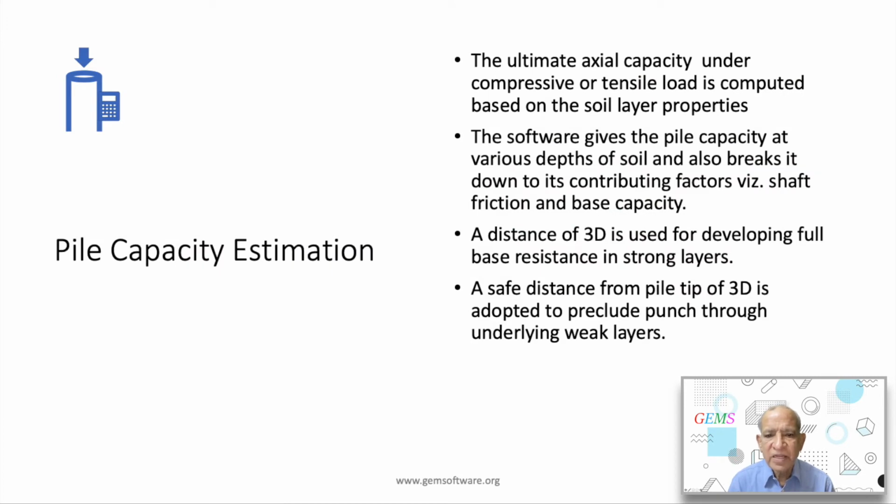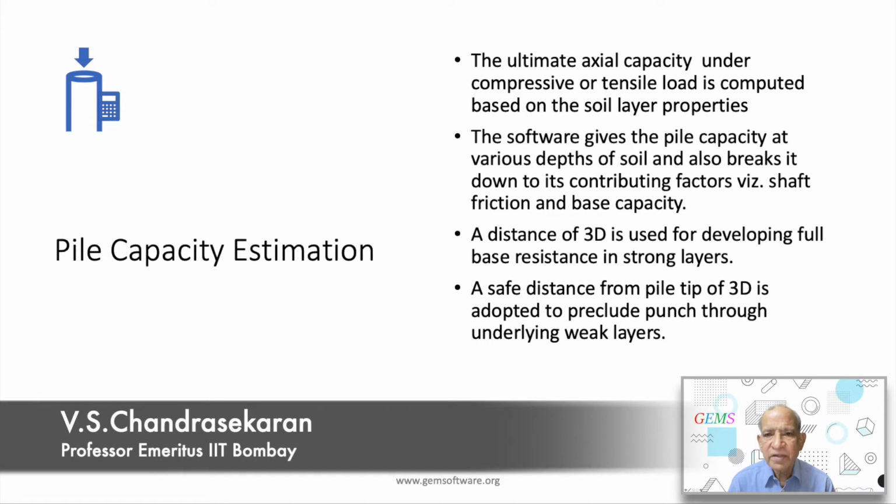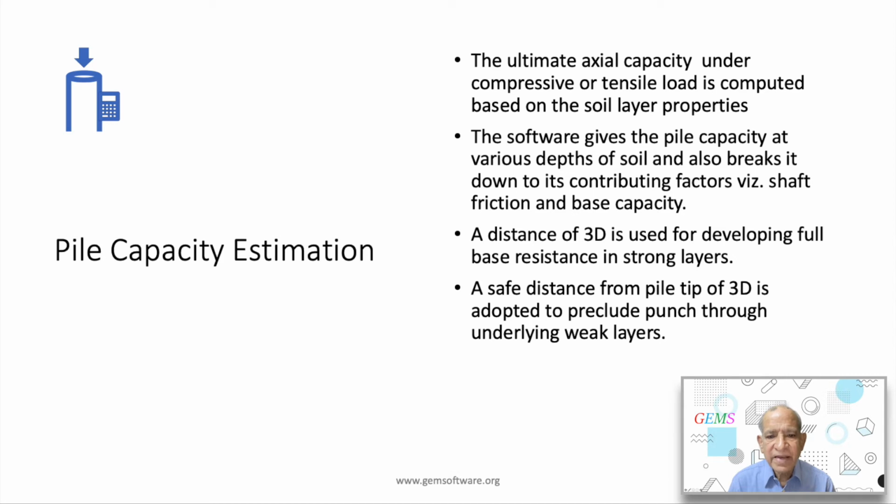We shall now briefly look into the technical highlights of the three modules: axial capacity estimation, axial pile deformation analysis, and lateral pile analysis. All the analyses take into account the soil profile, groundwater table, and local scour conditions at the site. An embedment requirement of 3D is incorporated for the development of full base resistance, and a minimum cushion of 3D is prescribed above weak layers to avoid punch through. The axial capacity is the sum of shaft friction and base capacity.